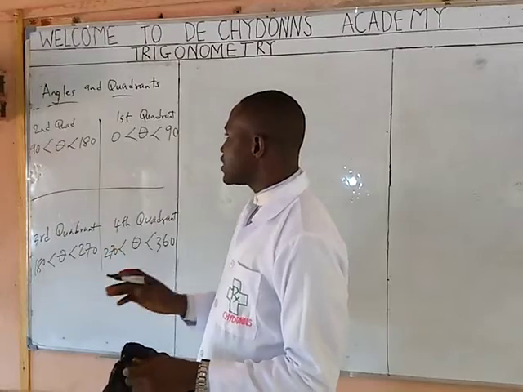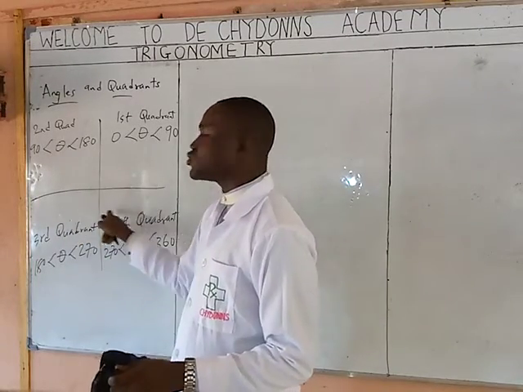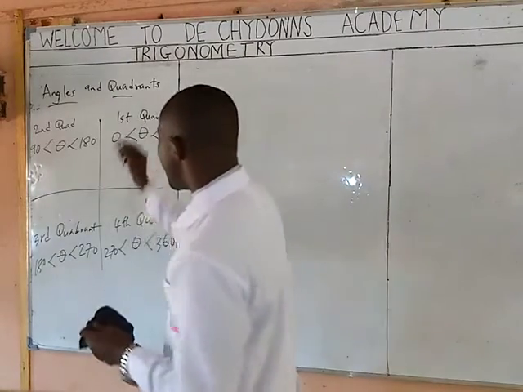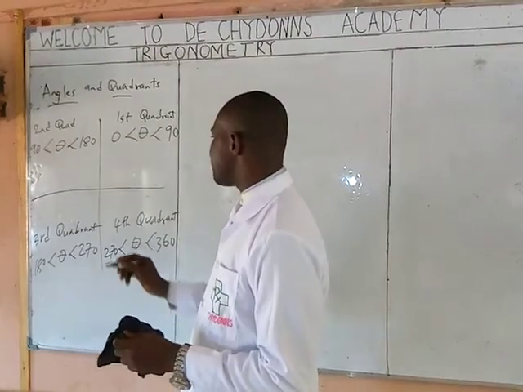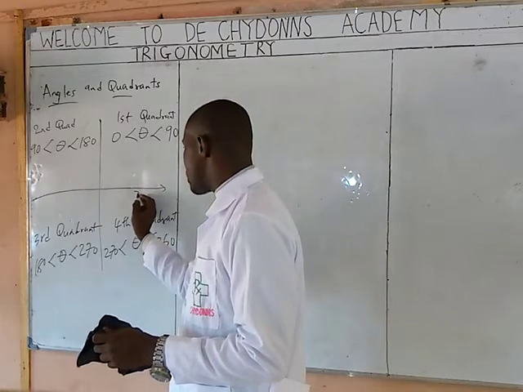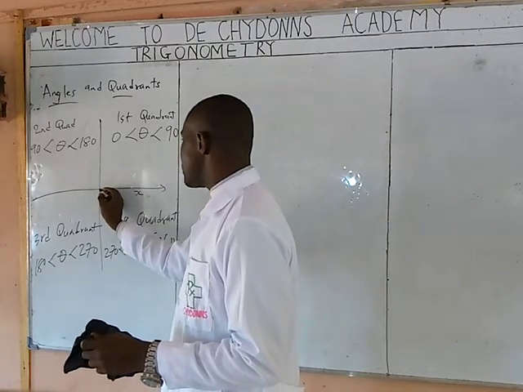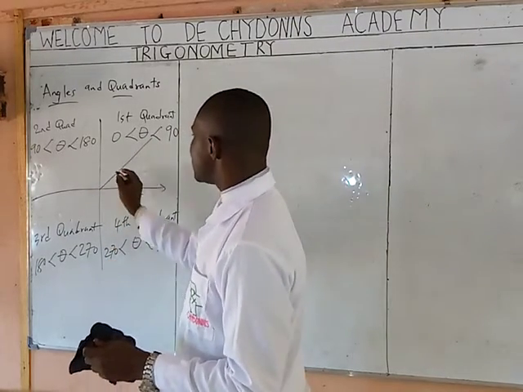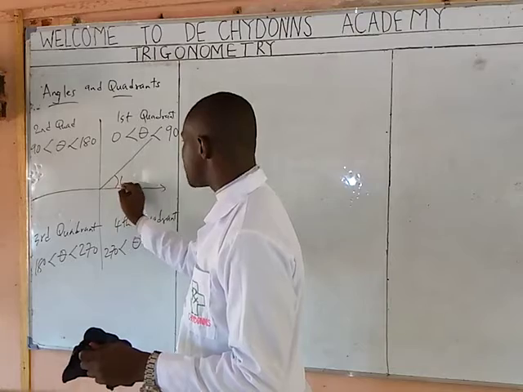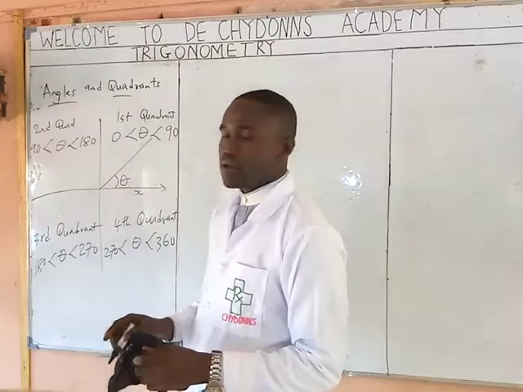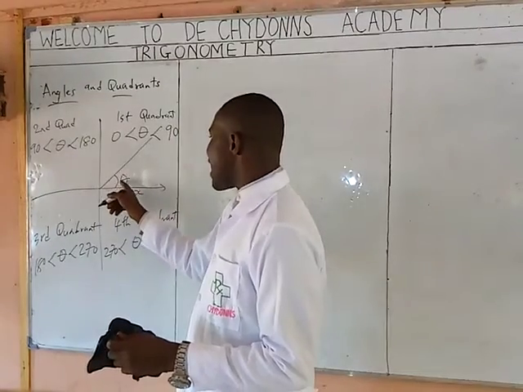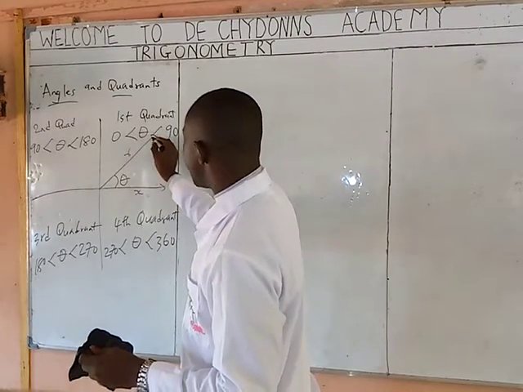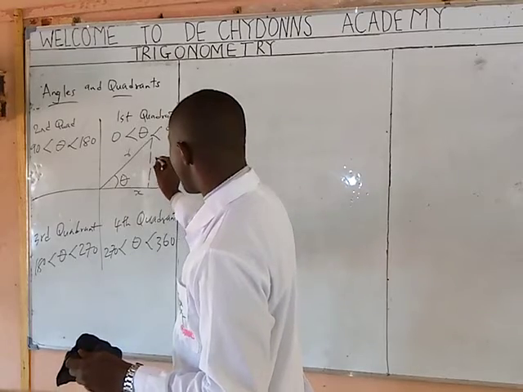Now I want to go into detail to see what happens inside these quadrants one after the other. For us to do it, we go to the first quadrant. Here is the horizontal axis. Then, if a line moves from this point up, that line makes an angle of theta with the horizontal. Here we call this R, and this is the vertical line Y.